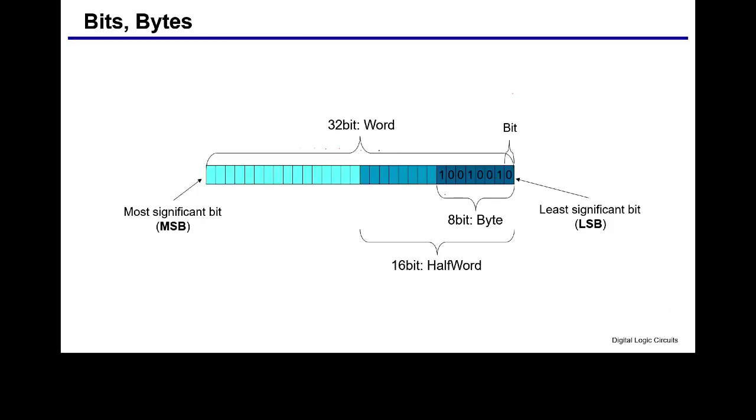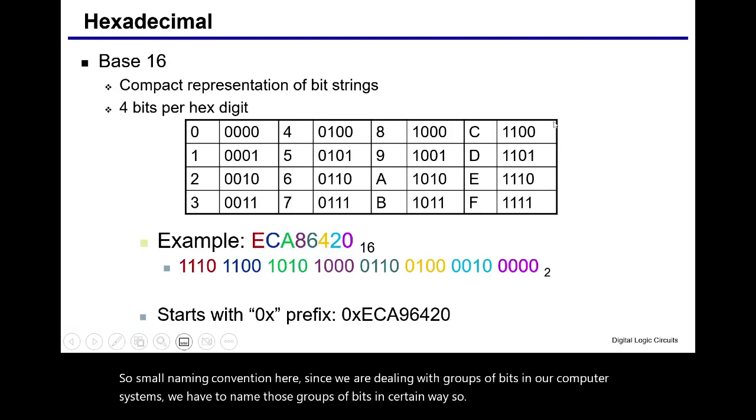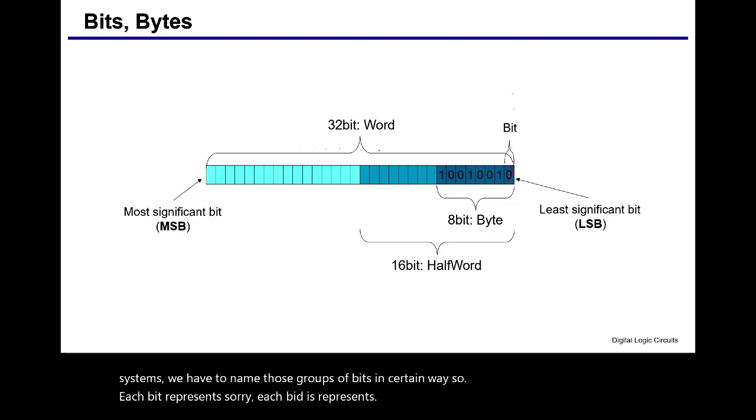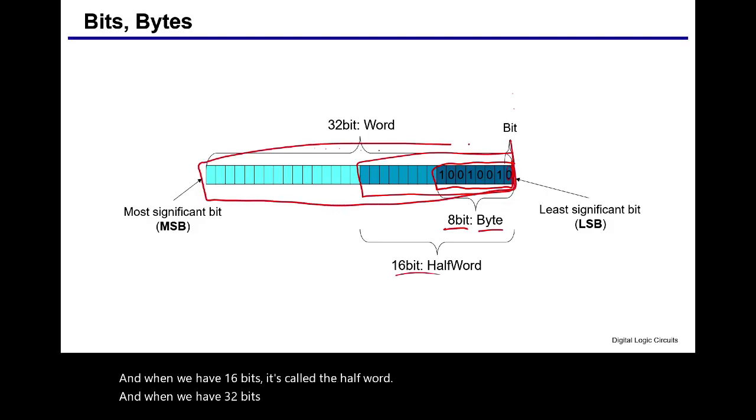A small naming convention here: since we are dealing with groups of bits in our computer systems, we have to name those groups of bits in a certain way. Each bit represents 0 or 1, and when we have 8 bits, it is called a byte. When we have 16 bits, it is called a half word. And when we have 32 bits, which is the common data size in a 32-bit computer, it is called a word.